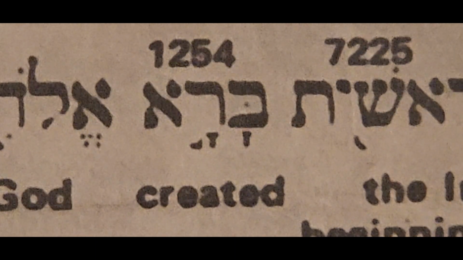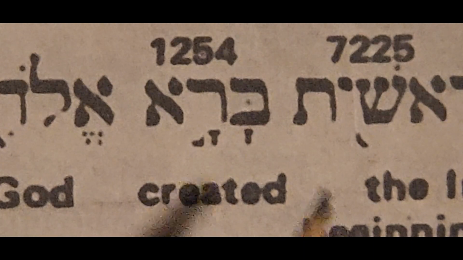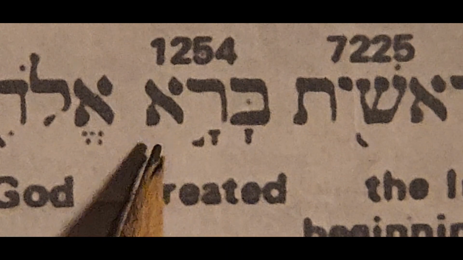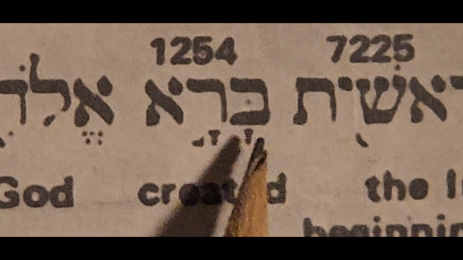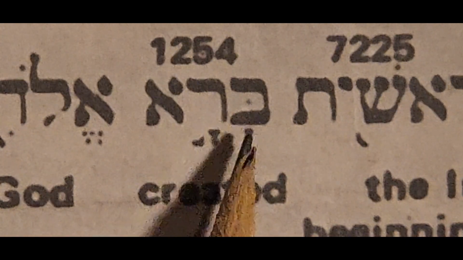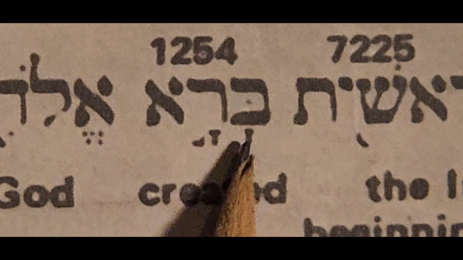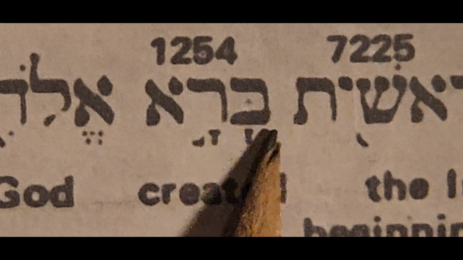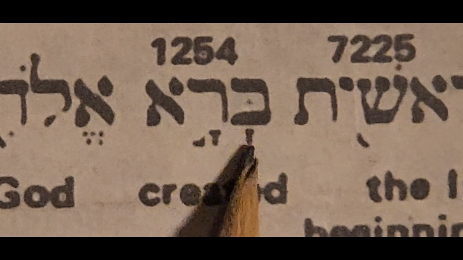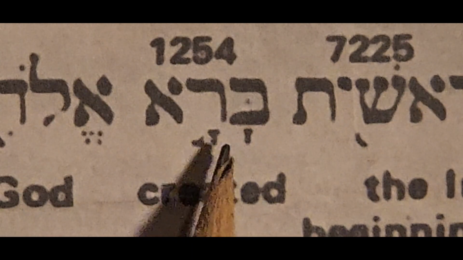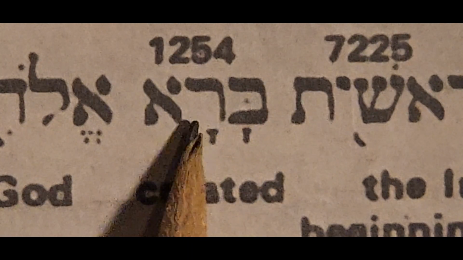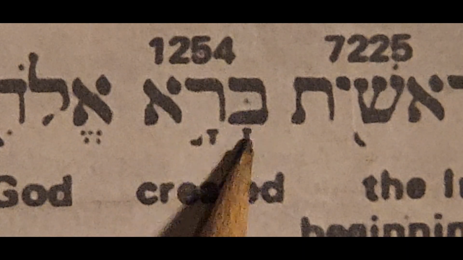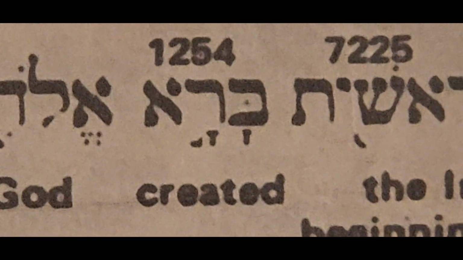The next word is Bara. We see the Bet again, another Resh, and an A, an Aleph. So this is Bara, and it has the concept of generation or production. The word bar in other contexts means son or offspring. So here it's used as the word created.